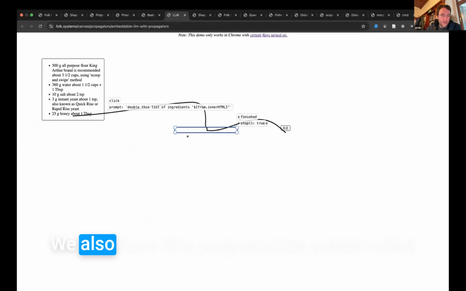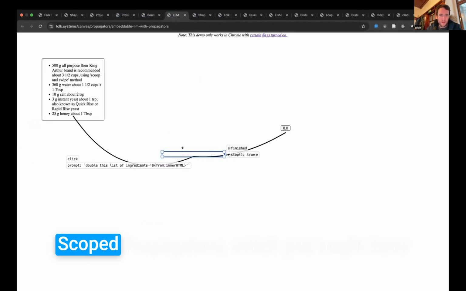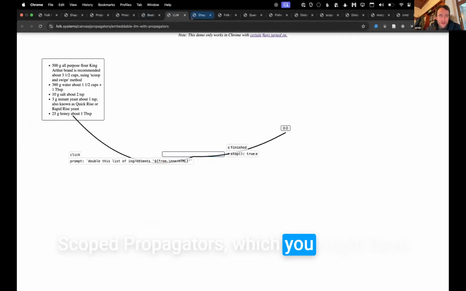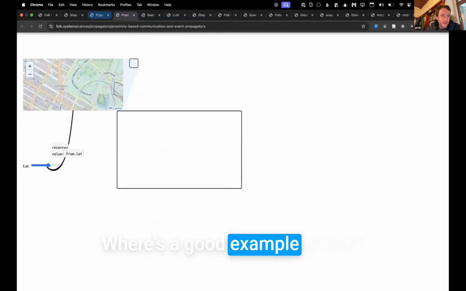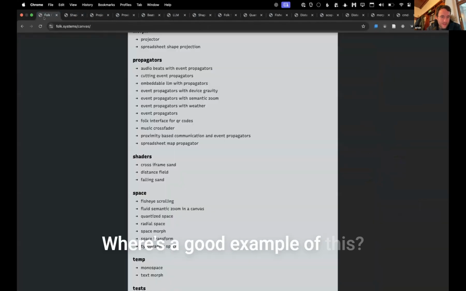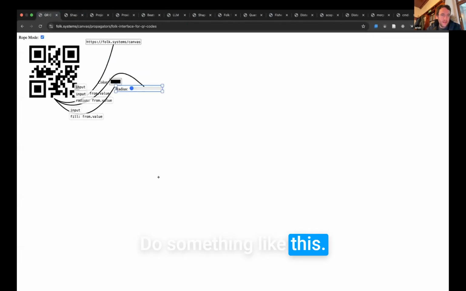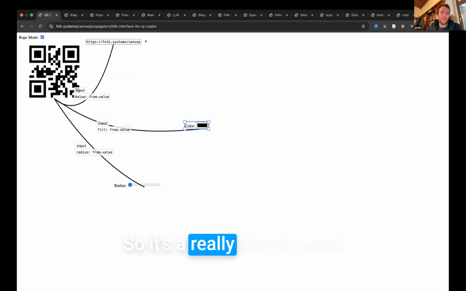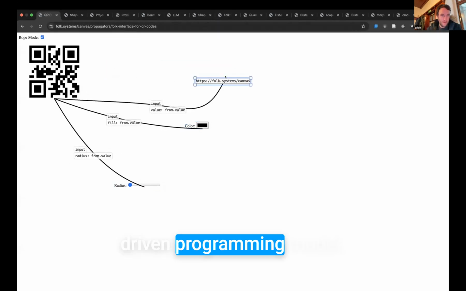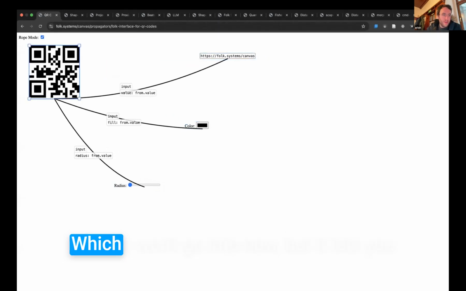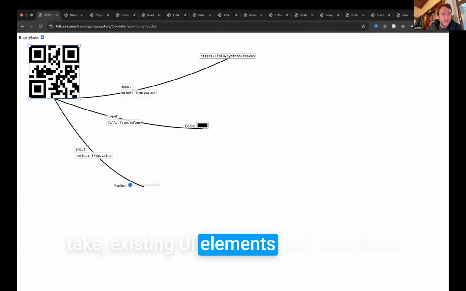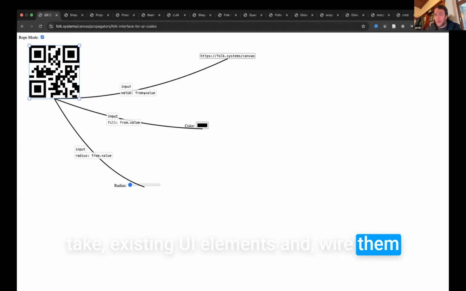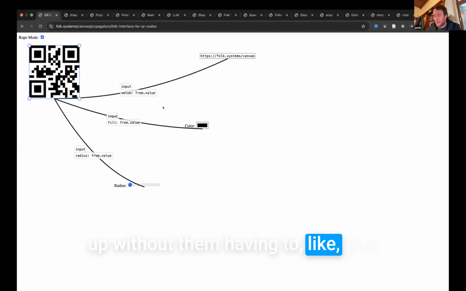Or more importantly, this is looking at some projection stuff. Where's the one I want? We also have this programming model called scoped propagators, which you might have come across. I'm not sure if I tried it. Where's a good example of this? Let me see. Do something like this. It's a really simple event-driven programming model, which I won't go into now, but it lets you take existing UI elements and wire them up without them having to give you any hooks or affordances to do so.